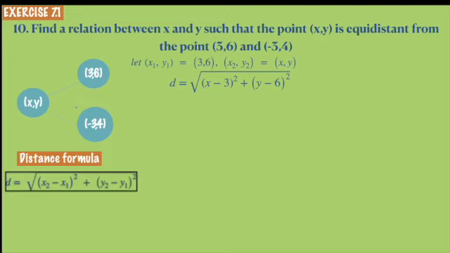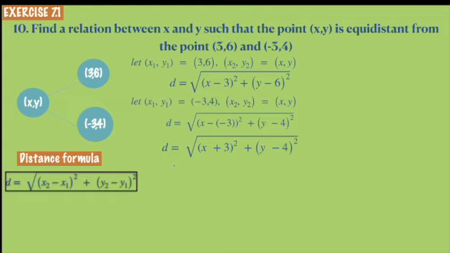Then I want to find the distance between (x, y) and (minus 3, 4). The data is (x1, y1) is equal to (minus 3, 4), (x2, y2) is equal to (x, y). Substitute these values into the distance formula, d is equal to square root of (x2 minus x1) whole square plus (y2 minus y1) whole square. By substitution I get d is equal to square root of (x minus of minus 3) whole square plus (y minus 4) whole square. Here x minus of minus 3 becomes x plus 3. Therefore there is one step of simplification. d is equal to square root of (x plus 3) whole square plus (y minus 4) whole square.